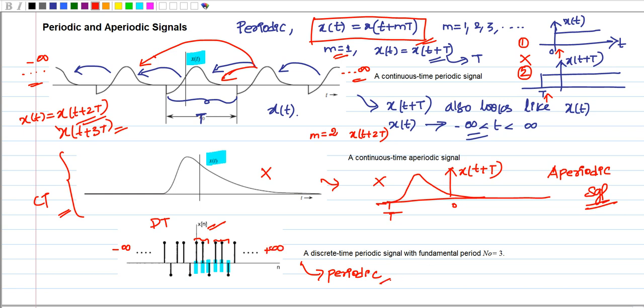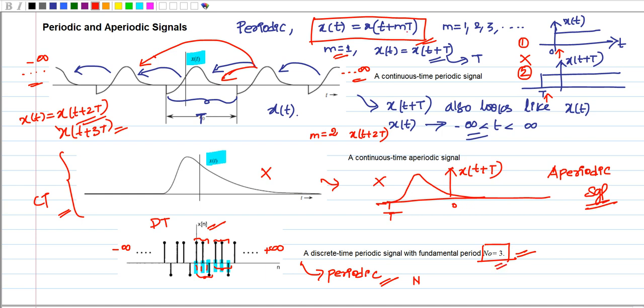Therefore this is a periodic signal, with period N0 equal to 3, as they have mentioned. What I mean by this period is: after how many samples is it repeating? So this is 1, 2 and 3. After 3 samples the pattern repeats again, so the fundamental period is 3.